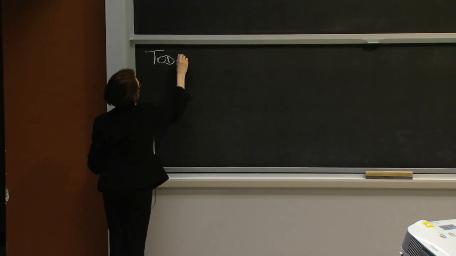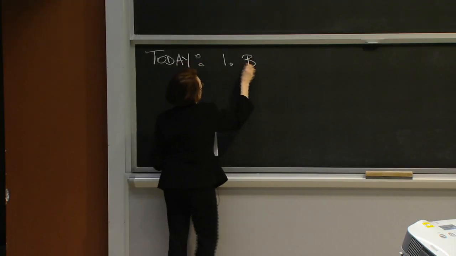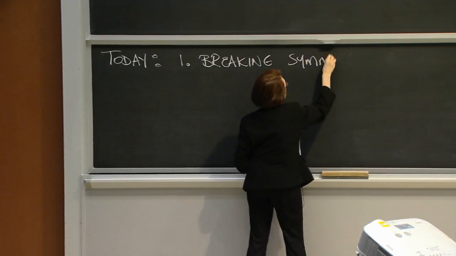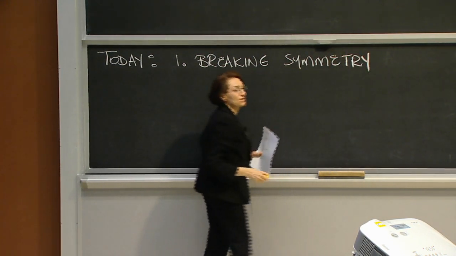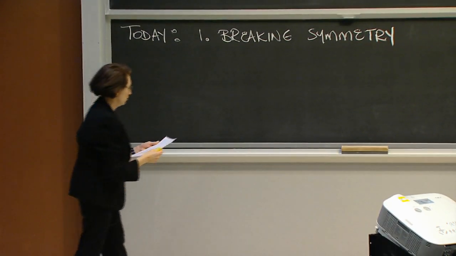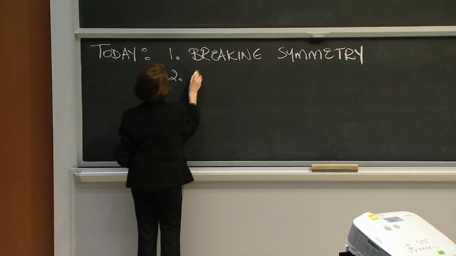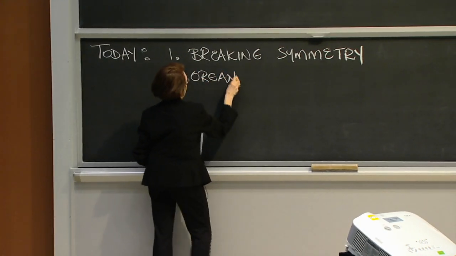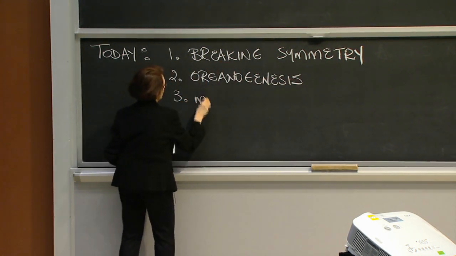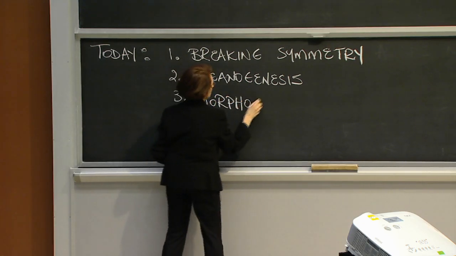All right, moving along. I want to talk about three things today. The first is breaking symmetry in the embryo, leading to the first differences that then go on to amplify into many differences in a multicellular organism. And then I'm going to talk about organogenesis. And then about morphogenesis. And we'll define these terms as we go along.